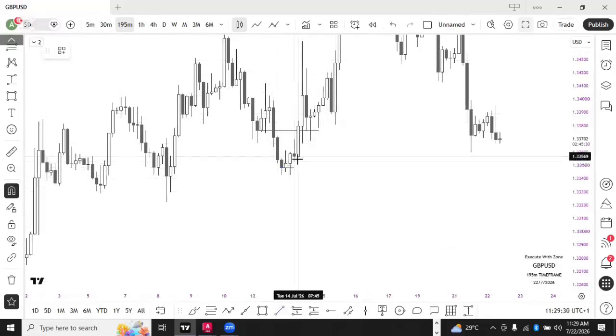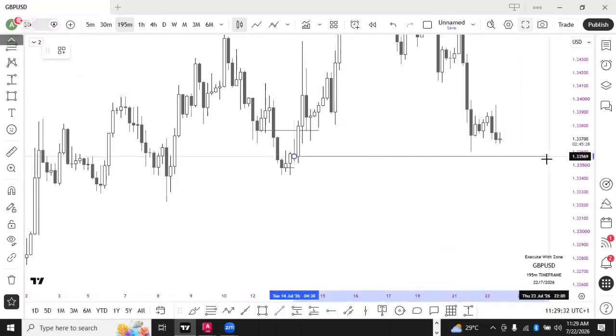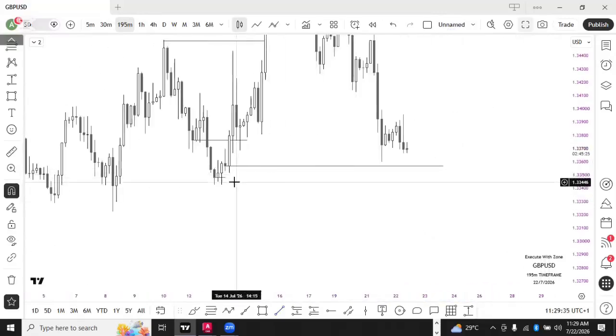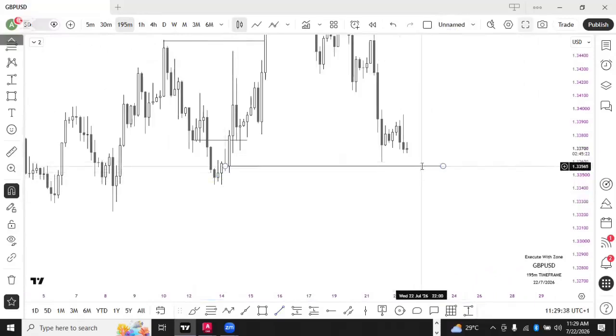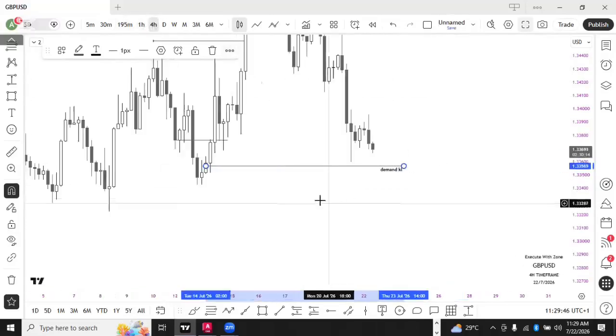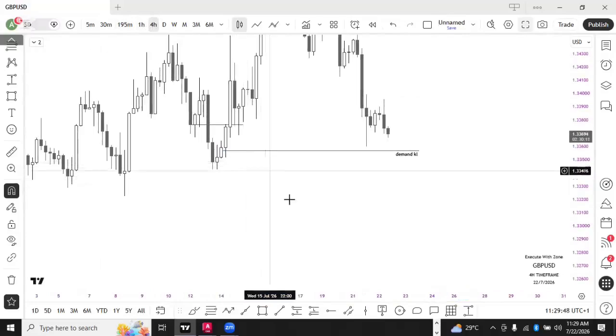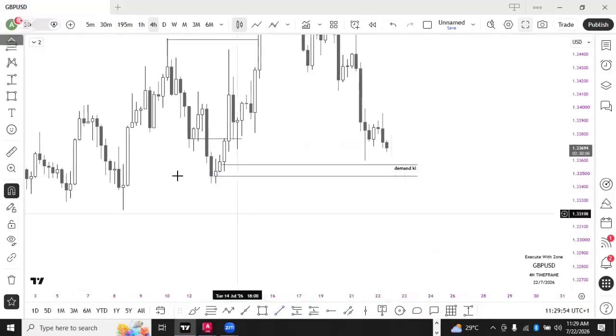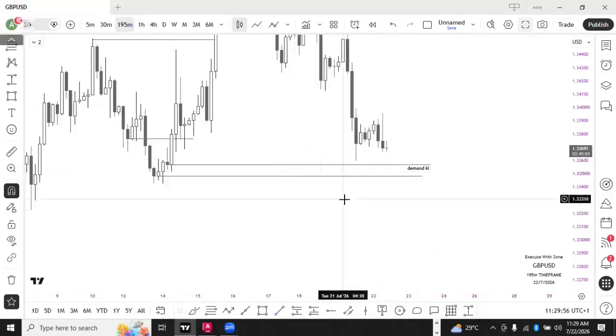So what key level do I have? It's just this one here. That's the only key level I have there. So this will be my what? Demand. I will call it demand key level. And you can also still move to 4 hours and see if you can refine it. Refinement on 4 hours can still hold on to this.